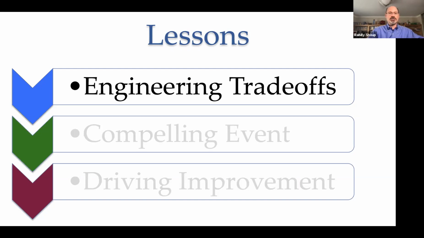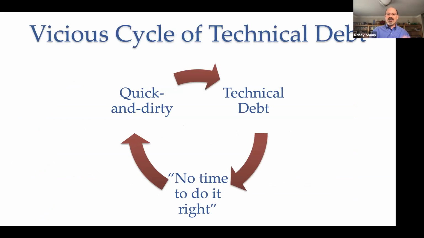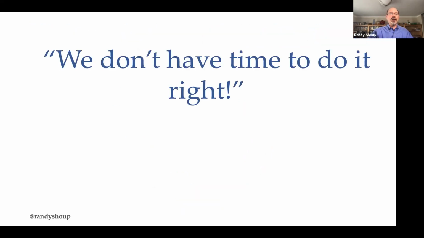Okay, so let's first talk about engineering trade-offs. A lot of people are probably familiar with this vicious cycle. Maybe you have even experienced it. Maybe you're even experiencing it now, where you start off building something quick and dirty, and there's actually nothing wrong with that as long as you do it with eyes open. You've accumulated some technical debt. And then the next time you want to do something, well, there's no time to do it right. So we're going to do that thing quick and dirty. We're going to accumulate more technical debt. There's no time to do the next thing right, round and round, down in a vicious cycle. I've certainly experienced this at a bunch of different places that I've worked.